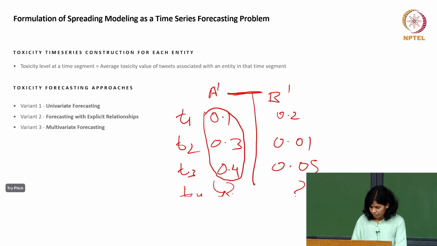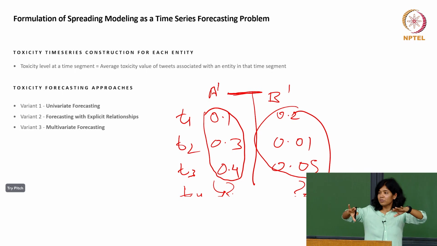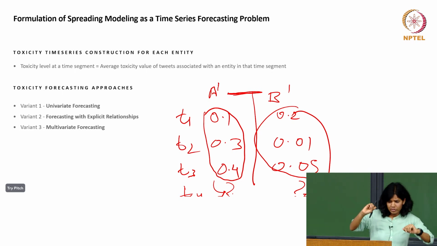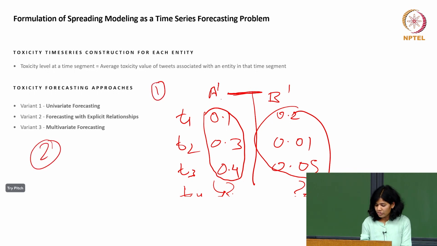And similarly for B also I use these three context values to forecast the next one. So here we're not worrying about the relationship between these two. We just treat them as independent variables and do the forecast. And then we try forecasting with explicit relationship. This is the first one we tried. The second one is saying we're considering there's an edge between these two, right?